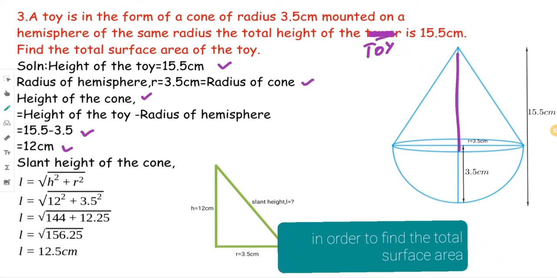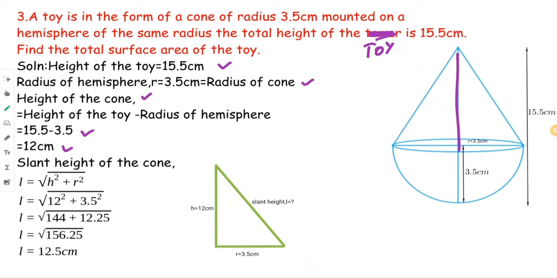So now, like I said, in order to find the total surface area of the toy, it has to be curved surface area of the hemisphere plus curved surface area of the cone. The hemisphere is pretty simple, it is 2 pi r square. We know all the values, but when you look at the curved surface area of the cone, pi r l, I have to know the slant height. This is the l that I have to find. So let us find this first. When you look here, can you see there's a right triangle here? So if I take it out, it will look something like this.